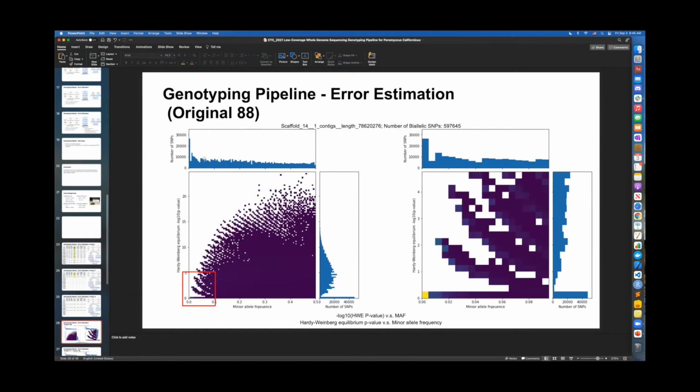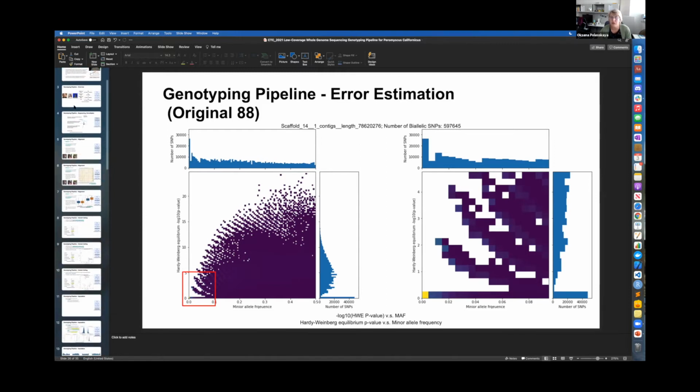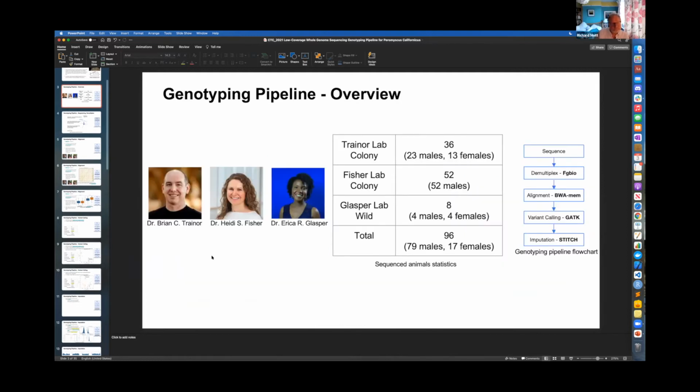And that population is from within, what's the capture zone? 100 miles or less? I'm not sure about how they collected the samples, actually. I'm sorry. I cannot answer this exact question, Rob, but it is a lab population which was established approximately 80 generations ago, quite long ago, from 60 founders. And I don't know how the 60 founders were caught. And then this original population is the origin for the Trainor lab and Fisher lab colonies.